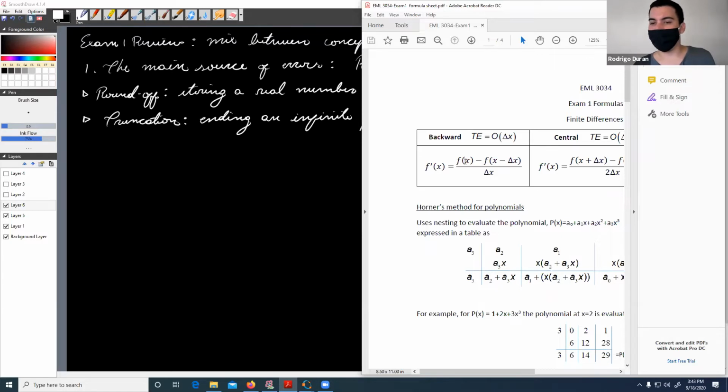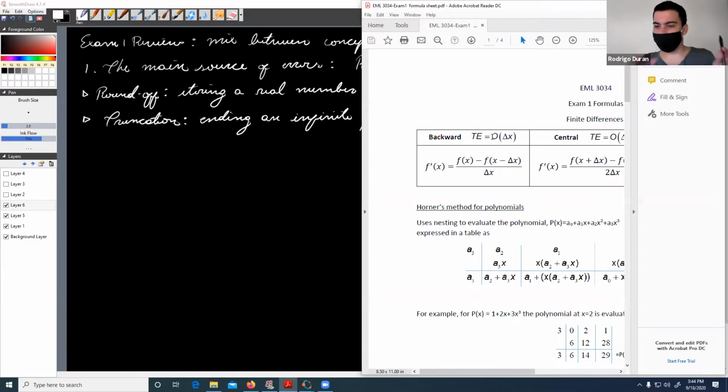So this equation right here has truncation error. The way that we can reduce this truncation error is by reducing delta x, because the truncation error is proportional to the step size. So if we make the step size small, that will reduce the truncation error. However, due to the finite accuracy on computers, if we make delta x too small, we're going to start increasing the round-off error, which is what we saw in project 1.